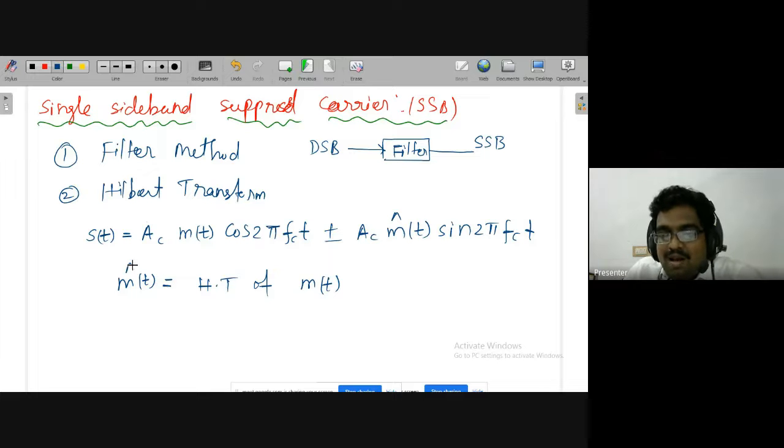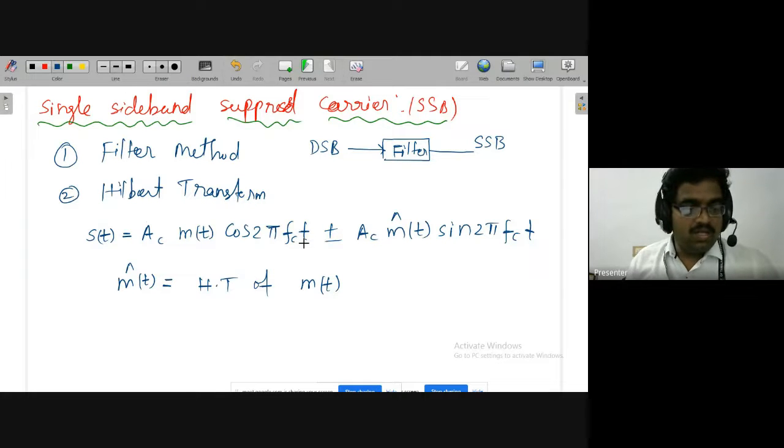Whenever we use a cos signal, if you take the Hilbert transform of cos, it is simply sin. So Hilbert transform means just adding a phase shift of 90 degrees. So you take m of t as a cos signal, then take the Hilbert transform, and here we will get sin. Then you just reduce this, and finally you will get only one sideband. Either you will get fc plus fm or fc minus fm.